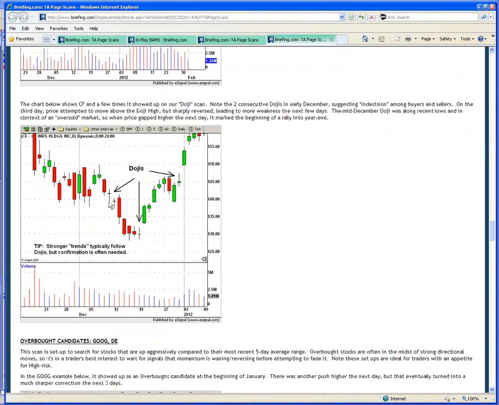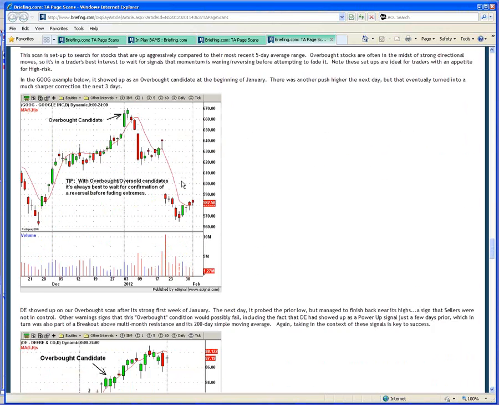CF has a number of dojis as well. Again, this is a Japanese candlestick term, where the opens are very, very close to where the closes are. I've also filtered for a very narrow range, one of the narrower ranges the stock has experienced over the last few days. That way, when it does accelerate out of these doji patterns, it should lead to a wider range, stronger directional move.